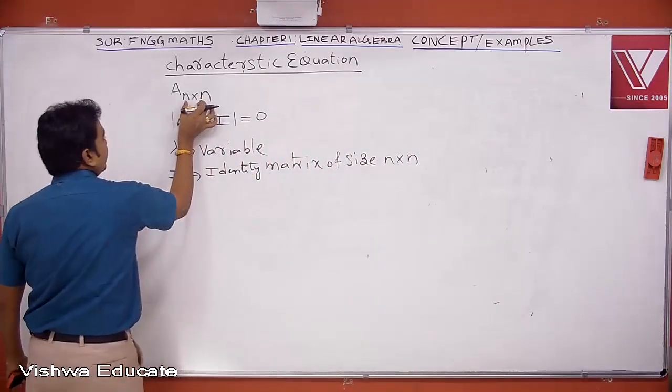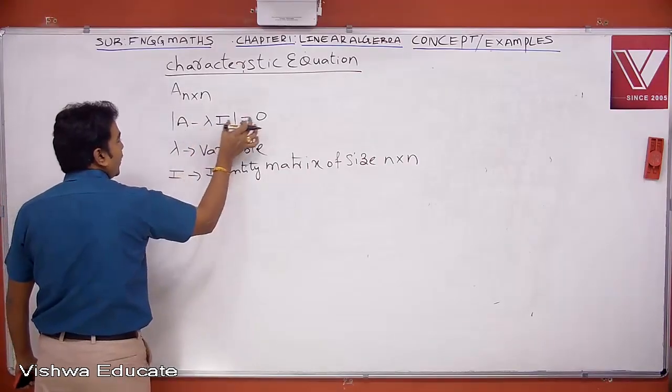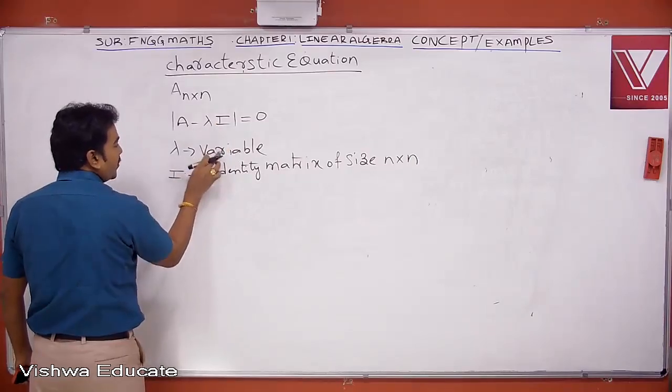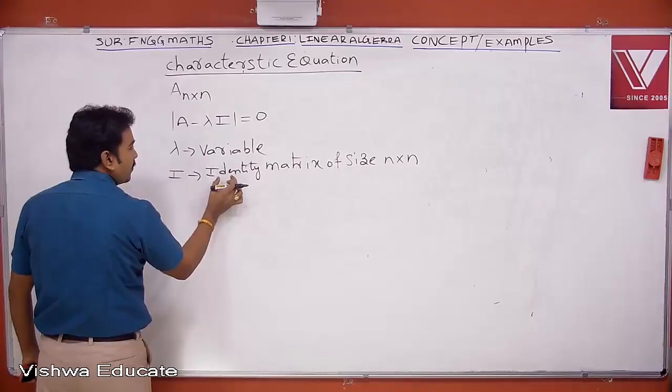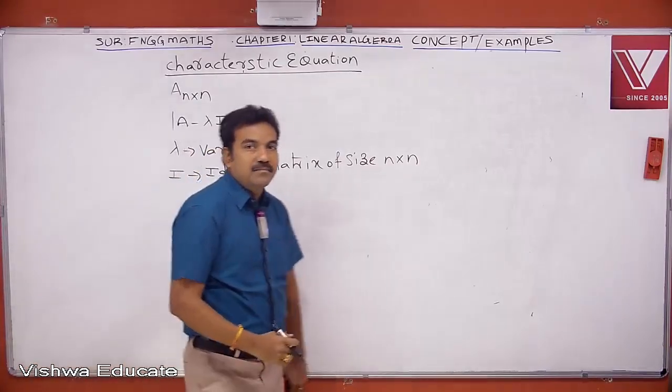So my matrix is A whose size is n cross n. Its characteristic equation is defined as det of A minus lambda I equal to 0. Now in this equation, lambda is some variable just like x and I is an identity matrix of size n cross n. Please write the definition.